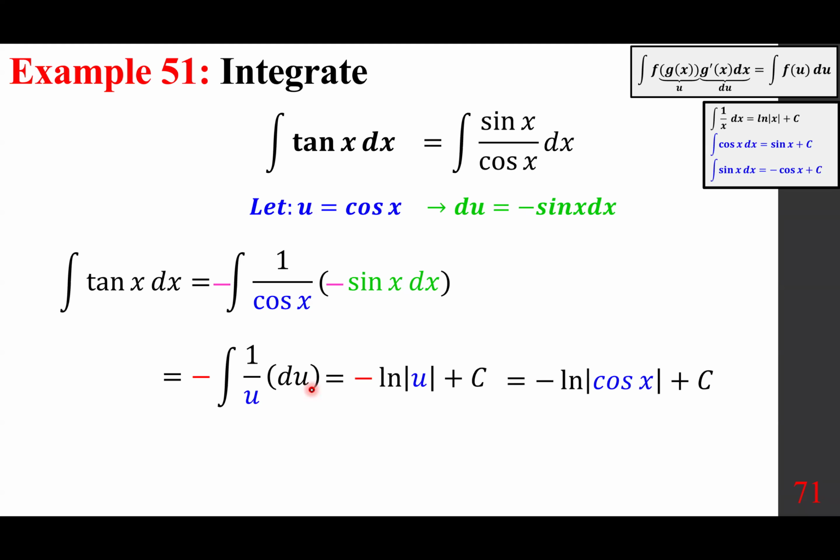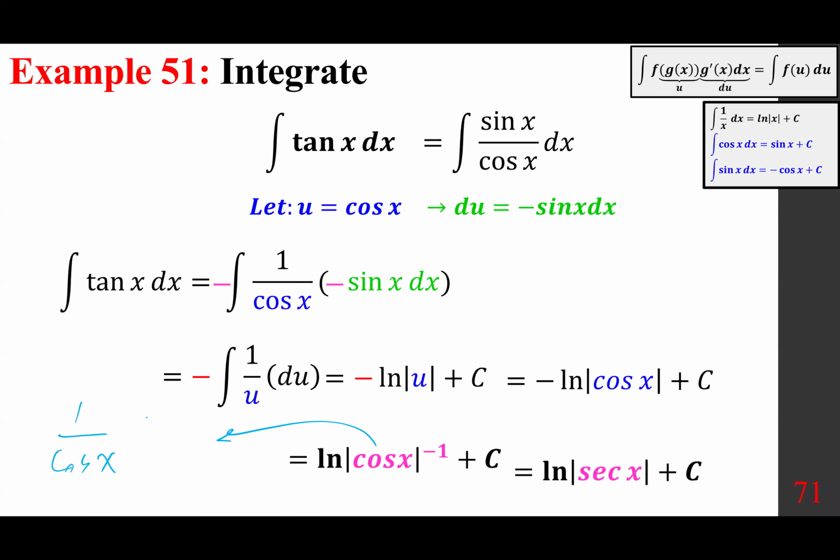Replace it: minus ln of cosine x plus a constant. Notice with logarithmic properties, I can put the negative as the exponent here. And why do I do that? Cosine x to the power of -1 means 1 over cosine, which is secant. So it's ln of the absolute value of secant x plus a constant.